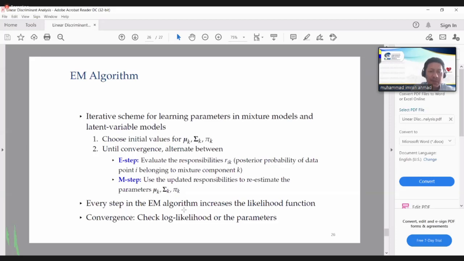Every step in the EM algorithm increases the likelihood function. So check convergence on the log likelihood or parameters. Convergence means the value doesn't move, then you check the parameter and also check the log likelihood. Then stop and take this value as the best component that represents your distribution.